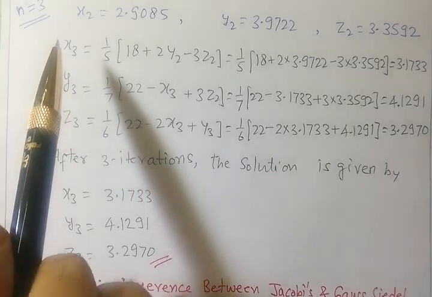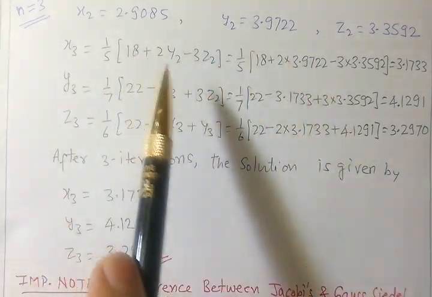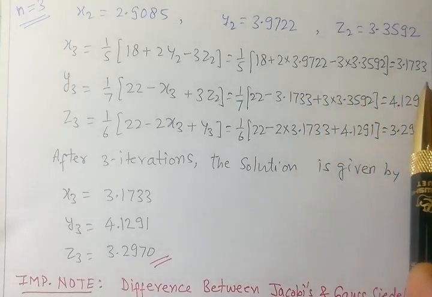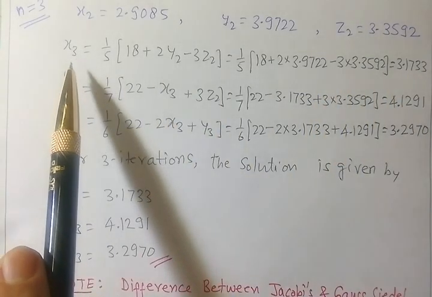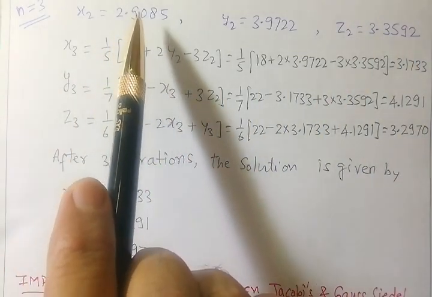Calculate x3, this side will be x3 and this side will be y2 and z2. Substitute y2 and z2 here. We are getting the value as 3.1733. Now once x3 is calculated, x2 will not be considered. x2 becomes the old value now.